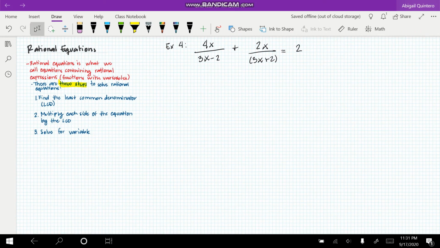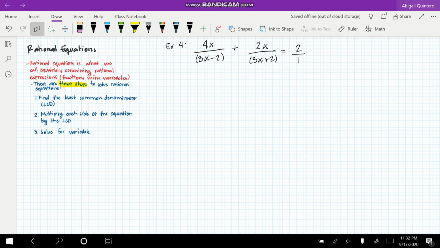Okay, so example 4, it's really similar to example 3. We see that we have an addition and a subtraction in the denominator. However, now we have it in both fractions, right? And then we have 4x over 3x minus 2 plus 2x over 3x plus 2 equals 2. And then we include a 1 under the 2, right? So we can have everything in a fractional form.